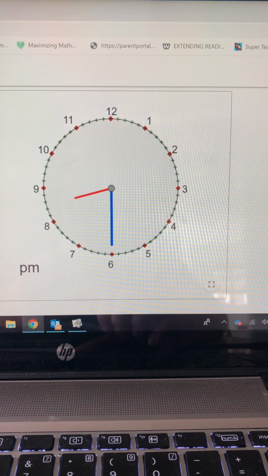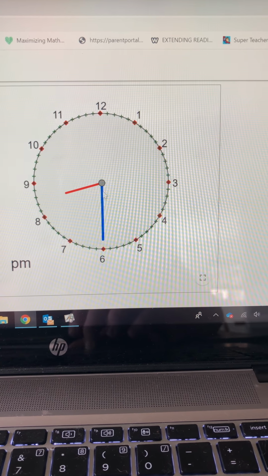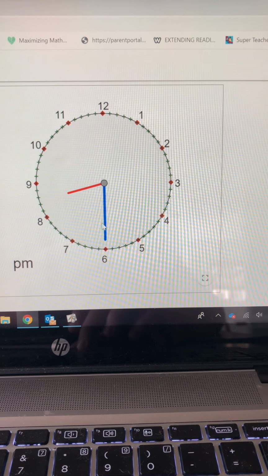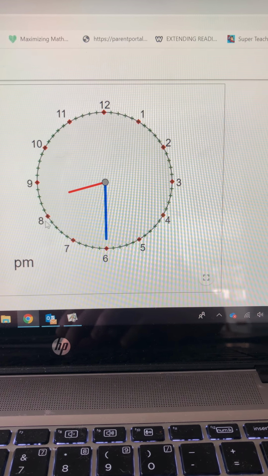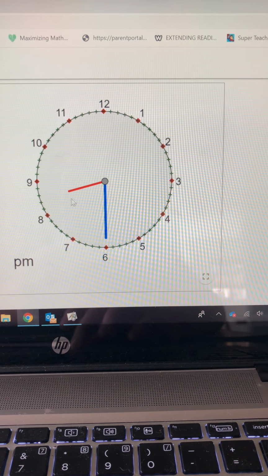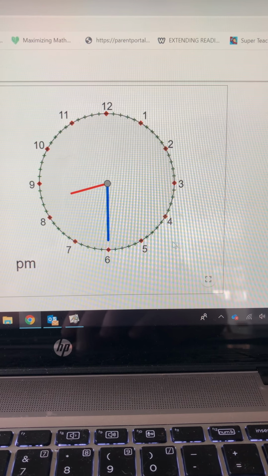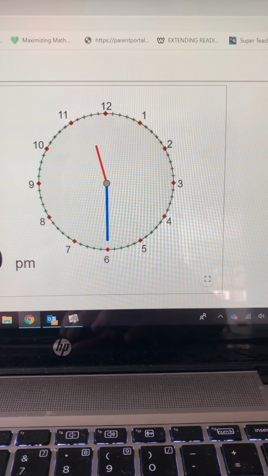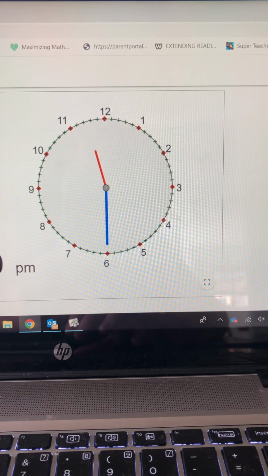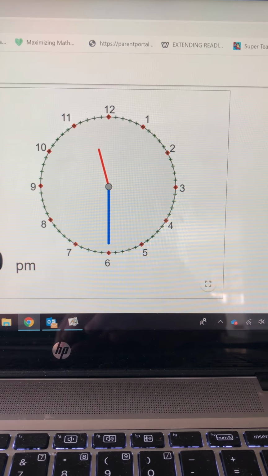Okay, as you can see, the minute hand moved this time, and the minute hand, which is our long hand, is on the 6. Look at the hour hand, it's in between the 8 and the 9. So if you said it was 8:30, you are correct. Okay, let's try another time. What time is it now? That's right, it's 11:30.